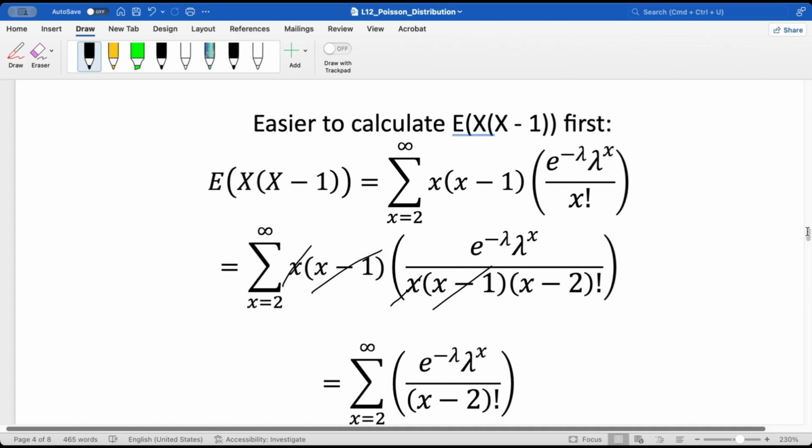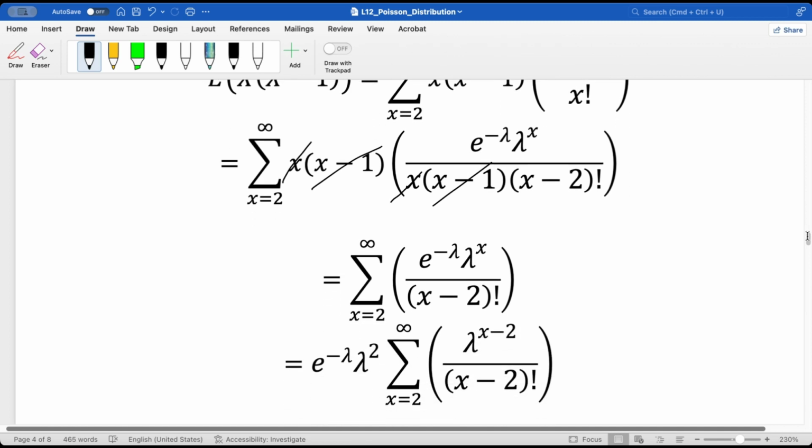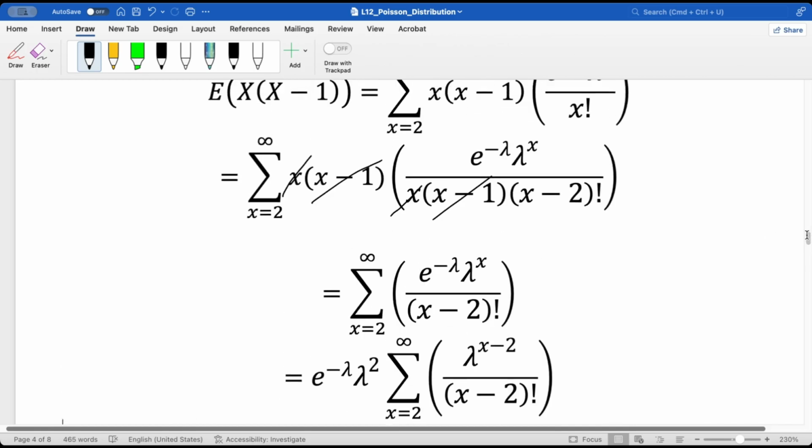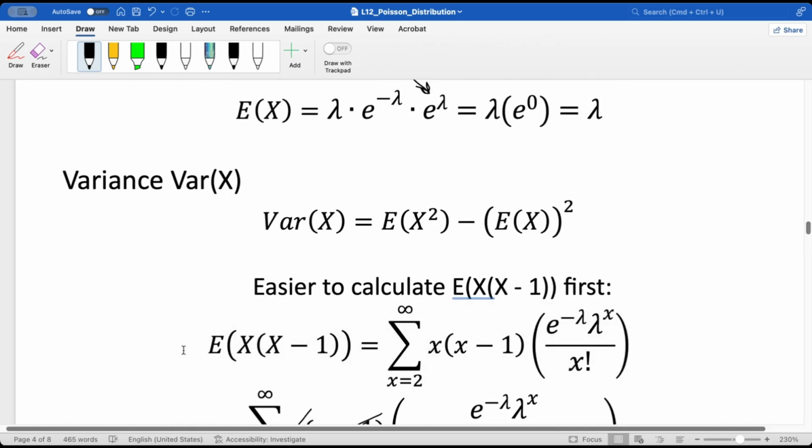So similar to what we did before, we can factor out e to the minus lambda. We can break apart lambda to the x as lambda squared and lambda to the x minus 2, so it matches the term on the bottom. And then we use the power series for e, and that expression is again e to the lambda. So this whole expected value is e to the minus lambda times lambda squared times e to the lambda. e to the minus lambda times e to the lambda is e to the 0, which is 1, so that cancels out. So we get lambda squared after all that. All that process gave us that the expected value of x times x minus 1 is lambda squared.